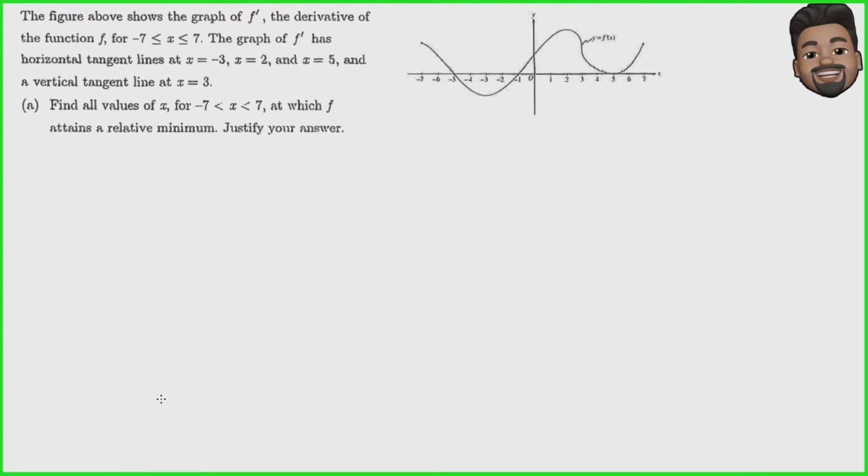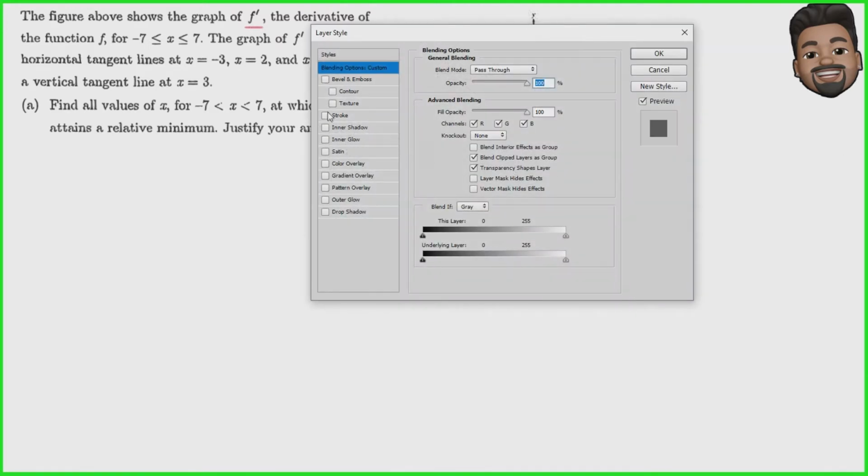All right, let's go ahead and get started with our 2000 question. Now, the 2000 question is going to differ slightly from the 1999 question. The reason is I want you to look at what's given to you versus what was given to you in 1999. If we look at this graph, it says the figure above shows the graph of f prime. That's huge. That's telling us that we are given f prime.